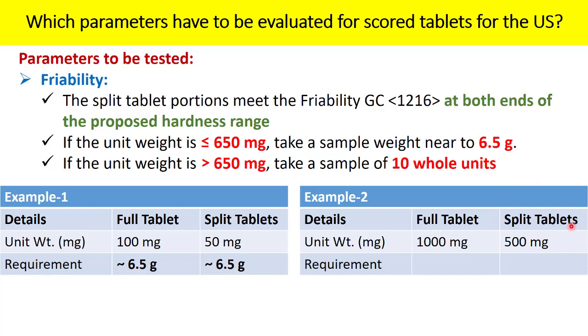So relate now this situation with the requirement. The 1000 milligram is certainly greater than 650 milligram. So how many tablets have to be taken? 10 units. But look here now, this 500 milligram is not greater than 650 milligram. And how much weight of the split tablet has to be taken? 6.5 gram. So this is the little difference when you are conducting the friability for a full tablet or for the split tablet. I hope you understand the friability requirement.